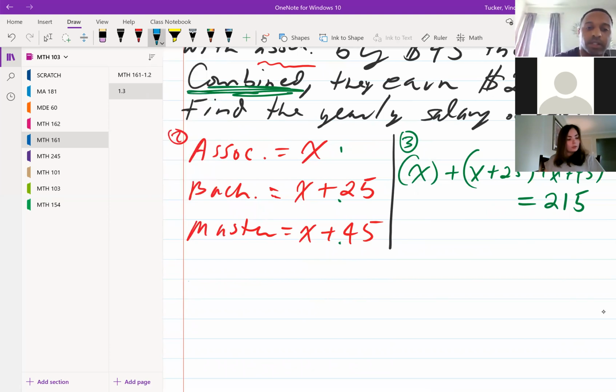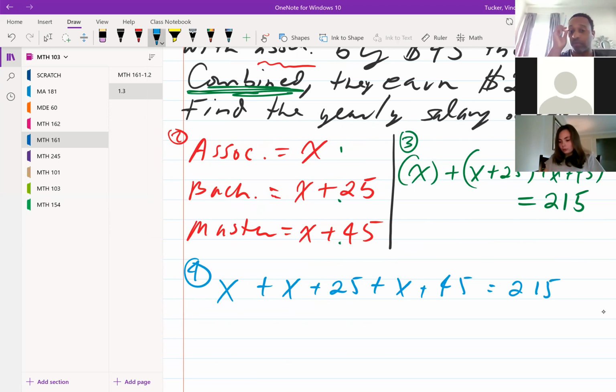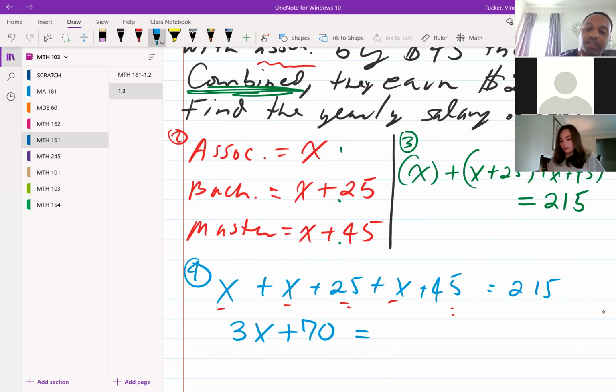So we're looking at step 4, which is x plus 25 plus x plus 45 equal to 215. Like I said, I didn't need those parentheses there. I was just using them to help me with the establishment of the equation. Combine your like terms. x plus x plus x is 3x. 45 plus 25 is 70.